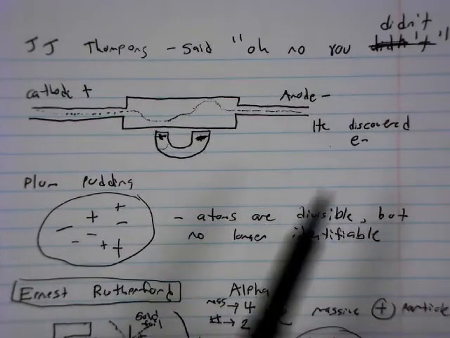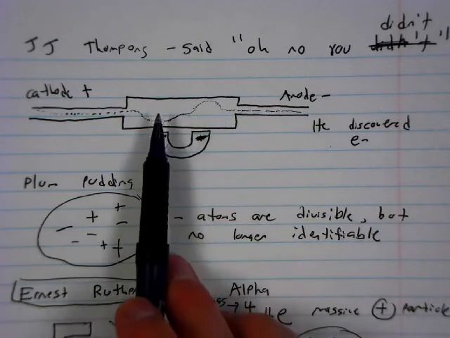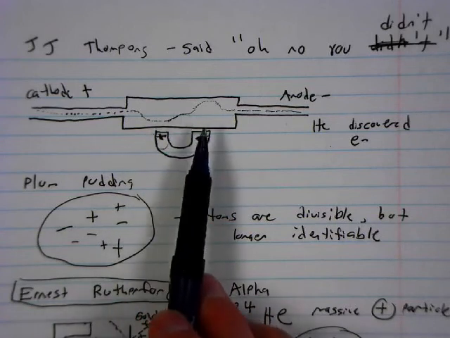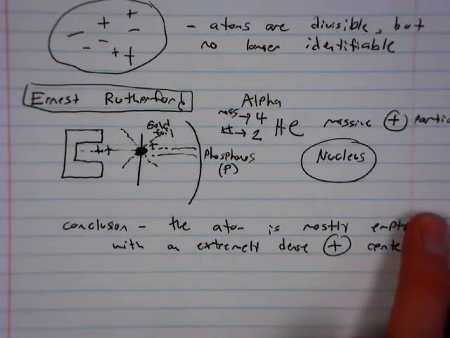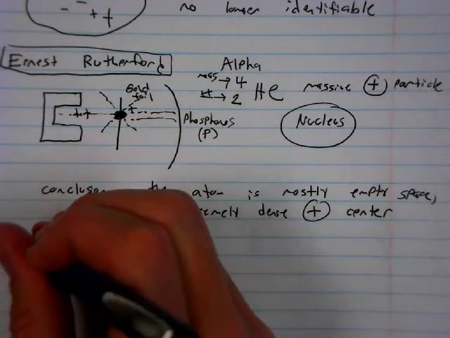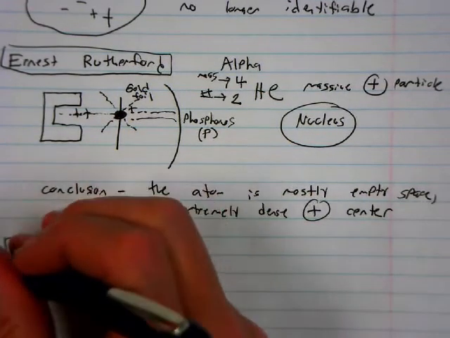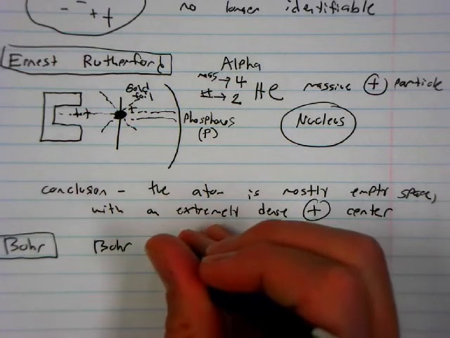So what he discovered was the nucleus. So up here, J.J. Thomson is shooting electricity through, and this electricity was attracted to the positive side and reflected from the negative side, so he discovered the electron. Ernest Rutherford discovered the nucleus.